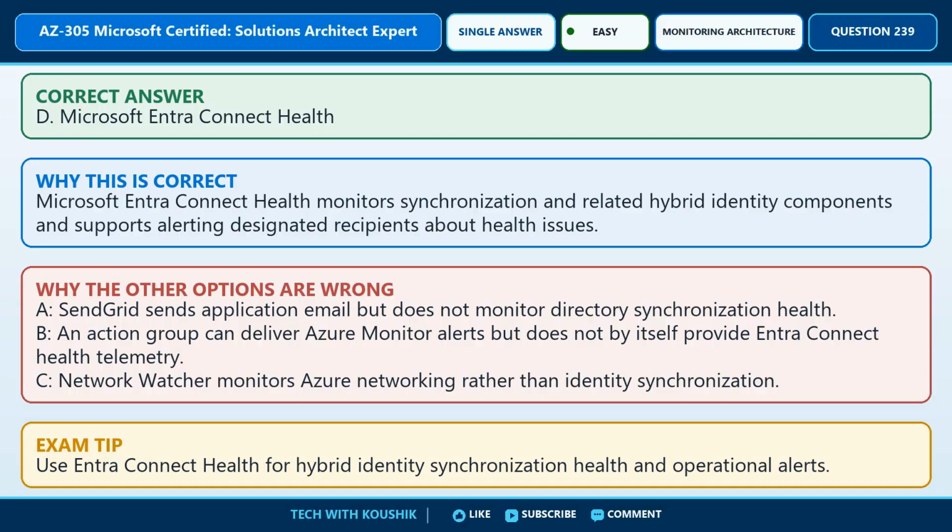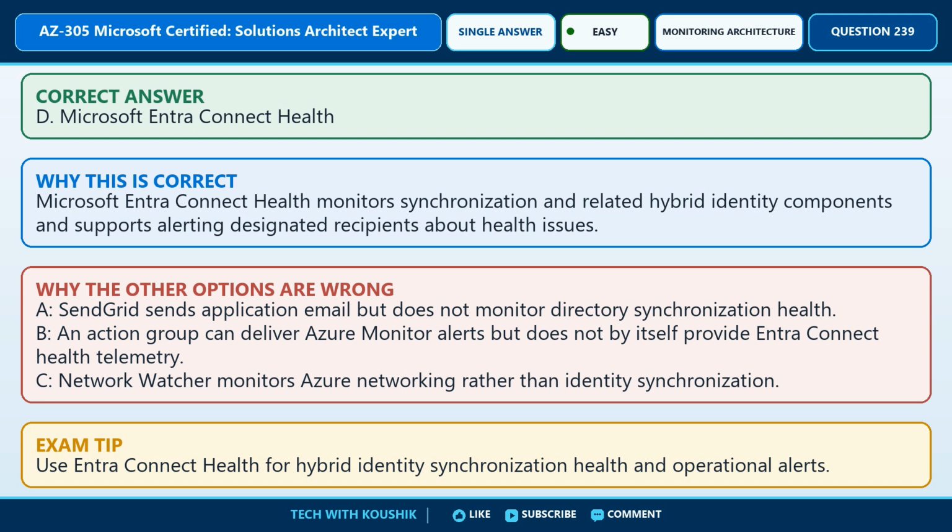The required response is option D, Microsoft Entra Connect Health. The reasoning is as follows. Microsoft Entra Connect Health monitors synchronization and related hybrid identity components and supports alerting designated recipients about health issues.